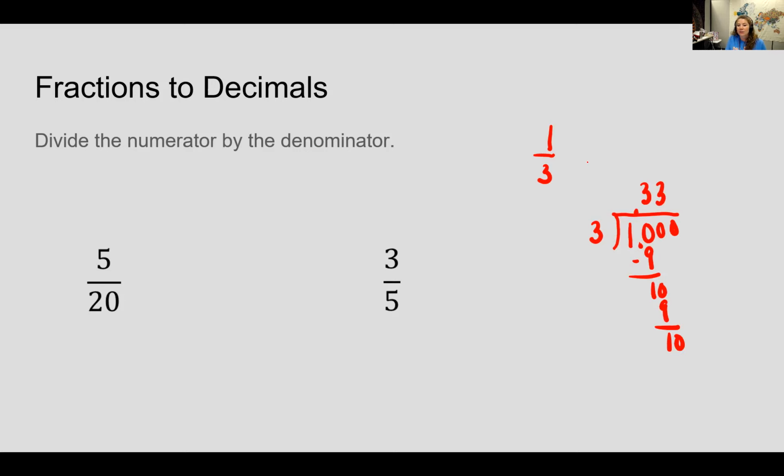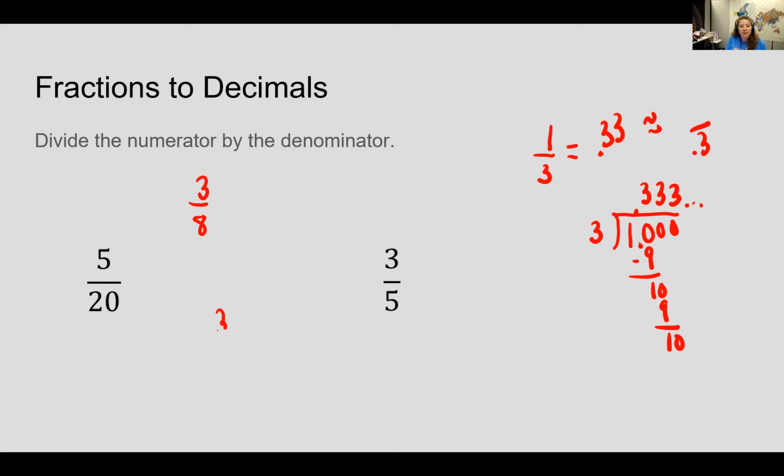So I would say that 1/3 is equal to about 0.33, or I could say it's about 0.3 repeating, okay? Now, sometimes you'll have to go about 3 places past the decimal for it to eventually end. So for example, let's say I have 3/8.